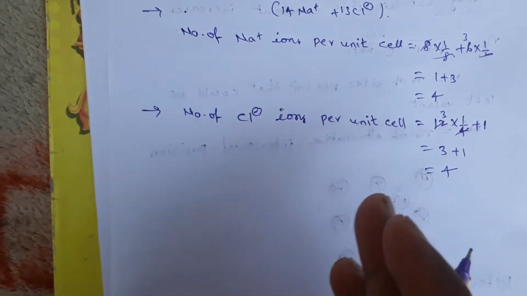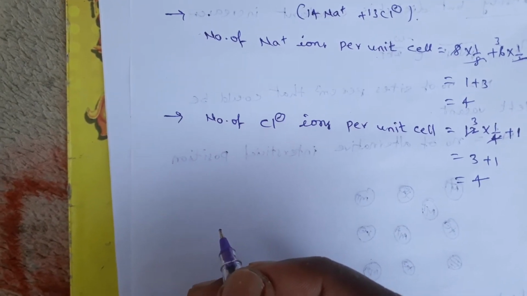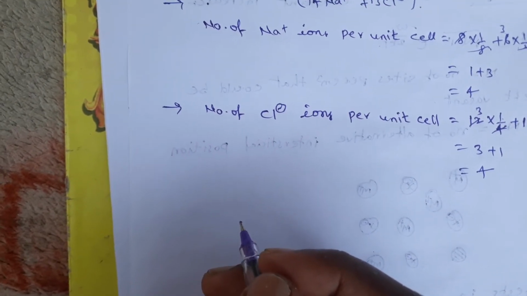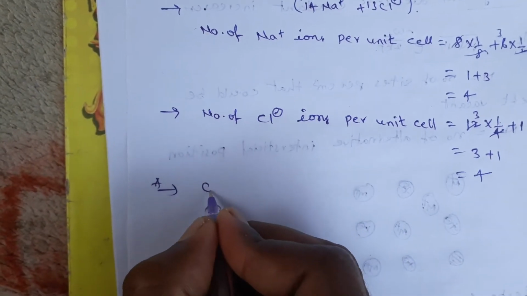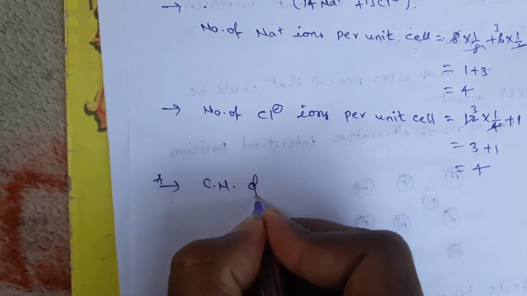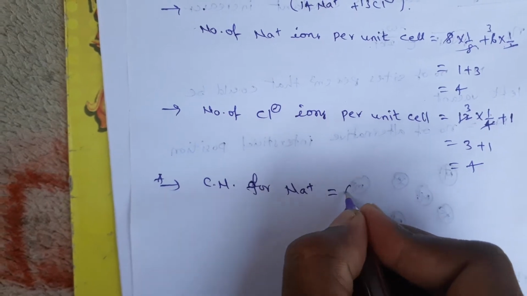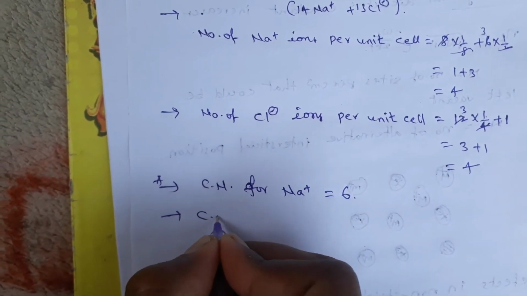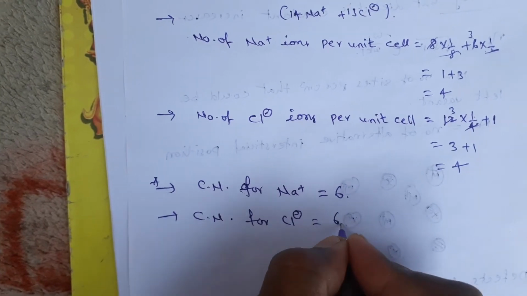So next thing is number of NaCl formula units per unit cell or structural units per unit cell will be 4. The important thing is coordination number. Coordination number for sodium plus is 6, and coordination number for Cl minus is also 6.